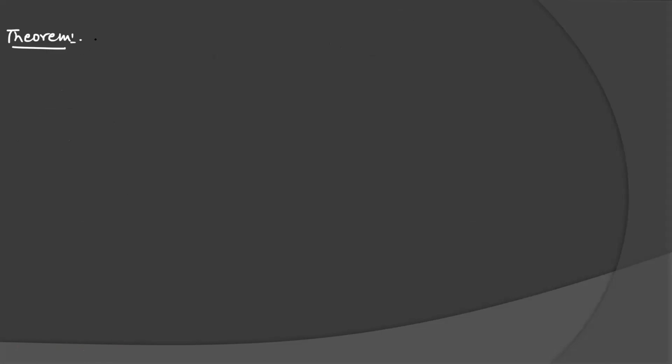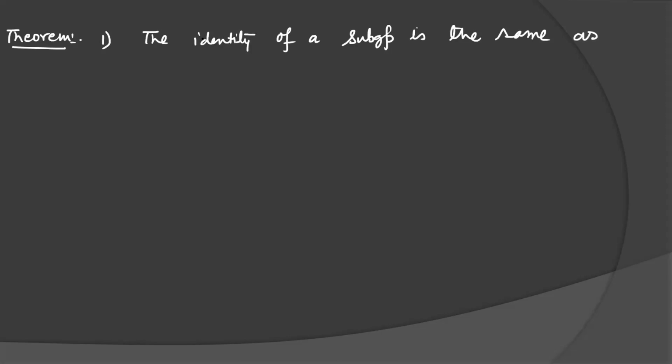Theorem is, first point is, the identity of a subgroup is the same as identity of the group. Identity element is always same.